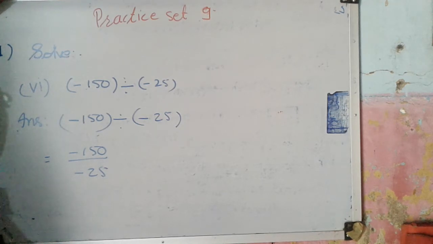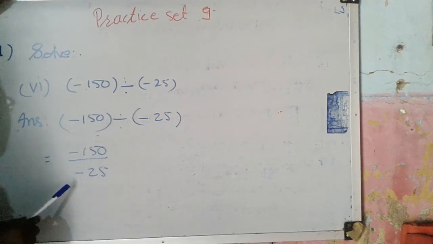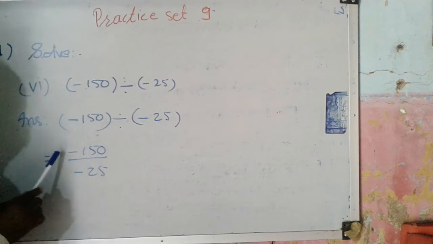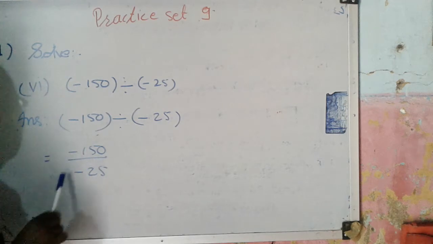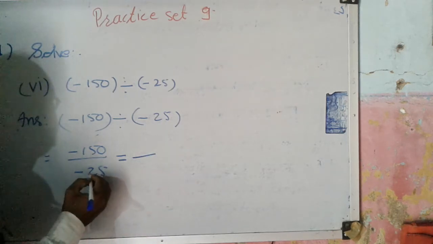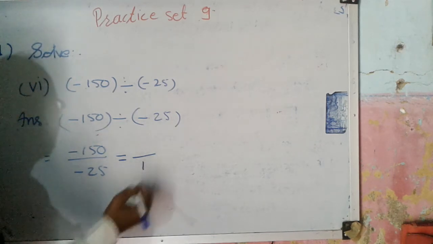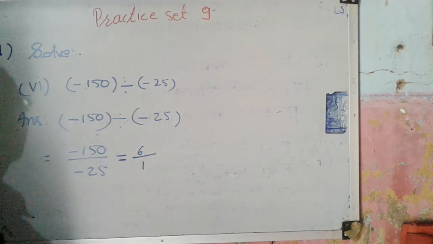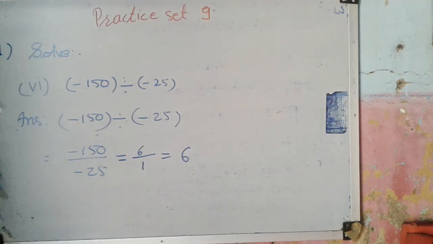And according to the rule, if a negative integer is divided by a negative integer, then the quotient is positive. So here our quotient will be positive. So we will divide both the integers by 25. Here 25 ones are 25 and 25 6s are 150. That is equal to 6. So our answer is 6.